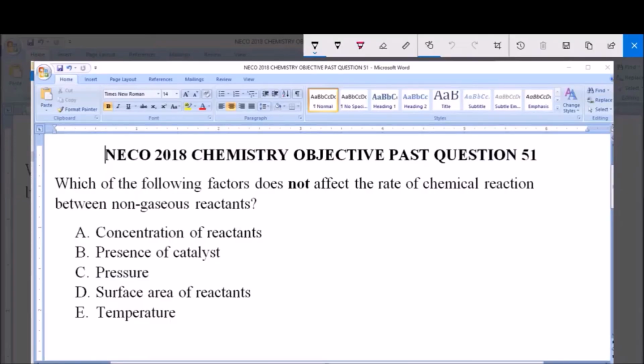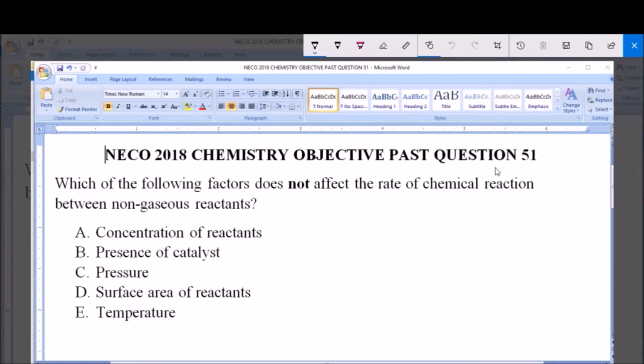I will be answering NECO 2018 Chemistry Objective Past Question 51. Which of the following factors does not affect the rate of chemical reaction between non-gaseous reactants? A. Concentration of reactants, B. Presence of catalyst, C. Pressure, D. Surface area of reactants, and E. Temperature. So we're asked to pick an option which will not affect the rate of chemical reaction for a non-gaseous reactant, that is, the reactant is either in solid or liquid form.